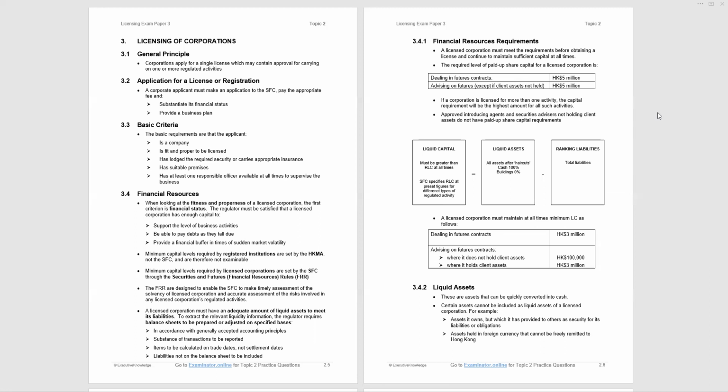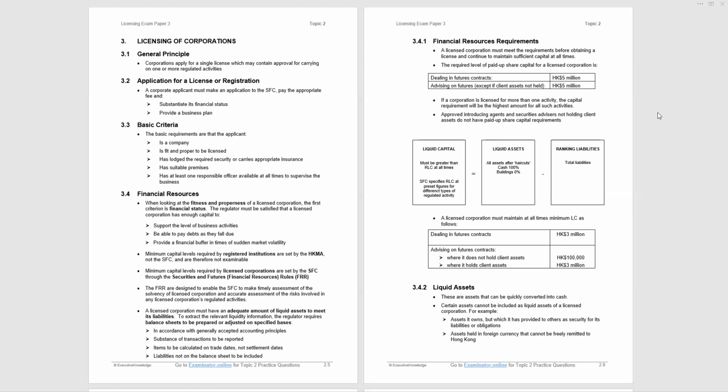Now, a corporation must comply with the financial resource rules. And these rules are designed to make sure that the licensed corporations remain solvent. And they focus on both liquid capital, but also paid up share capital. So we've got to cover both of those. Now, remember, the financial resource rules are legislation. And if you breach the rules, you are breaking the law. Right at the bottom of page 2.5, I'll just read out this point because it has been examined recently.